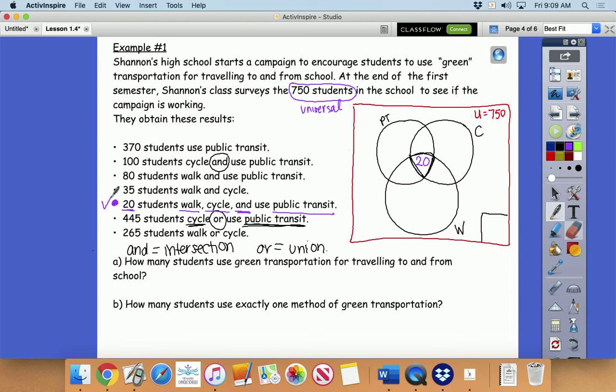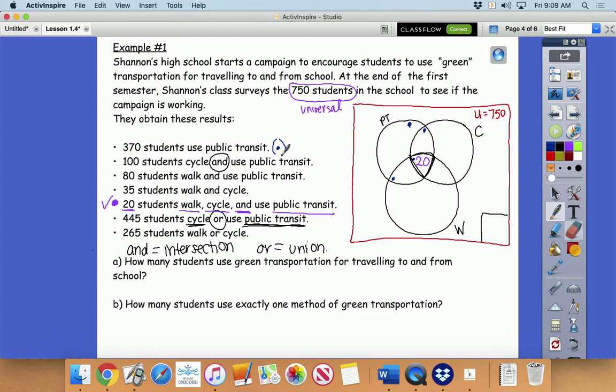Now we're going to go up to the very top of the list. We have 370 students use public transit. That means that this part of the circle, I'll use numbers to label it, so this represents what this number should be, this one, this one, and this one. So all the parts of public transit should add up to 370. That's the blue dots that I put down. All those little spots should add up to 370. In our case, we don't have enough information to find out each of those sections of the circle, so we have to leave that information for now.